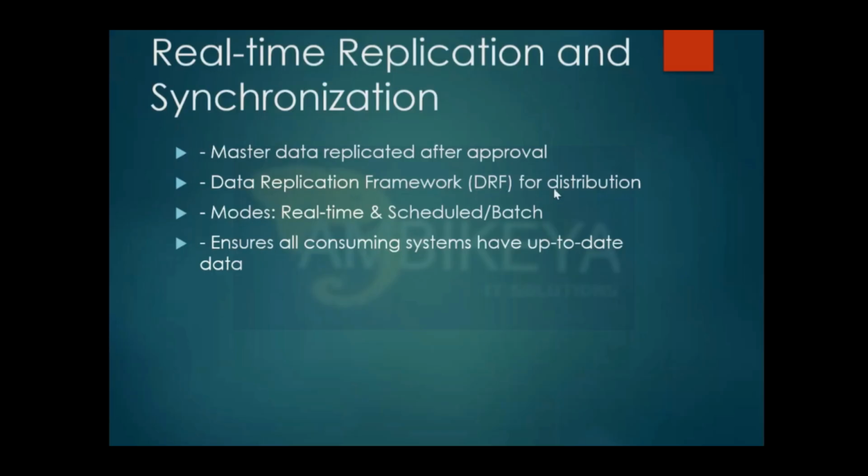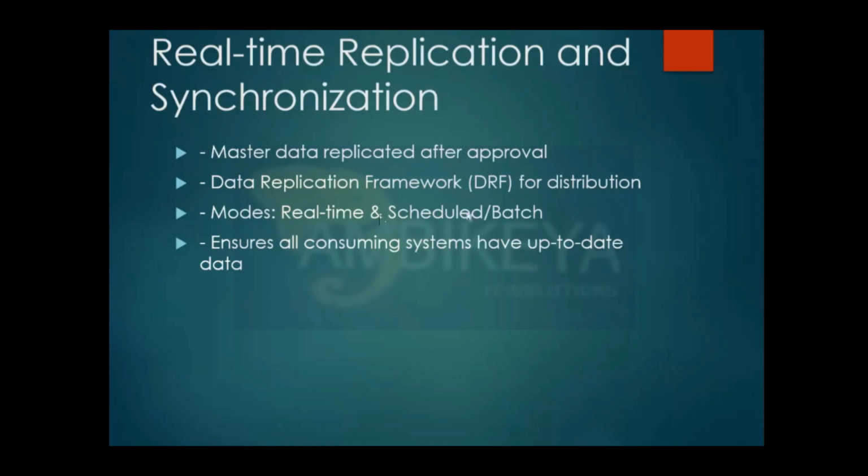We use DRF for the distribution of the data, that means the replication of the data. We should do some configuration in the system to enable this replication. We can have two kinds of replication: one is immediate replication and another is scheduled replication, that means batch-wise. Real time means immediate replication. When the change request is activated, immediately the data will go and sit into the database.